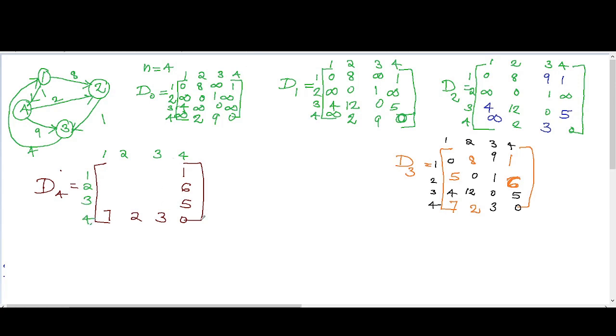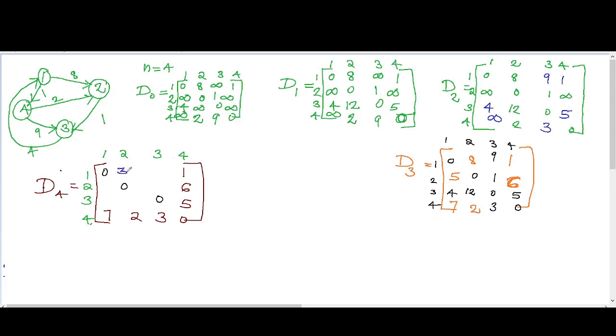Now the last column and the last row are fixed. The diagonal elements are also fixed here. Now we have to find the other entries in the same manner. So I am not calculating now. You can use the same formula and the answer is like this.